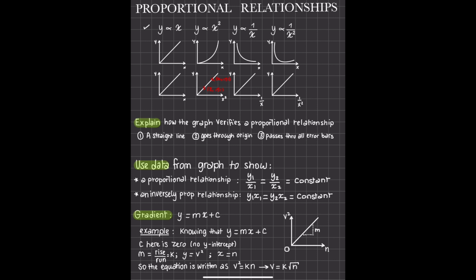So if they ask you to use data from the graph to show that it's not a proportional relationship, you just need to find the ratio between y and x and prove that it's different, it's not equal to a constant, hence it's not a proportional relationship.